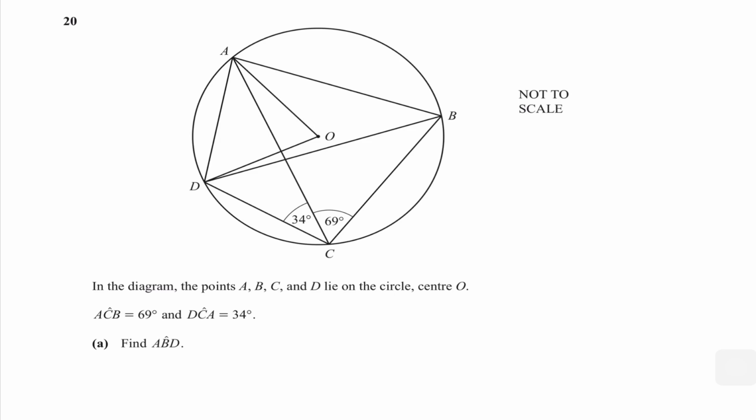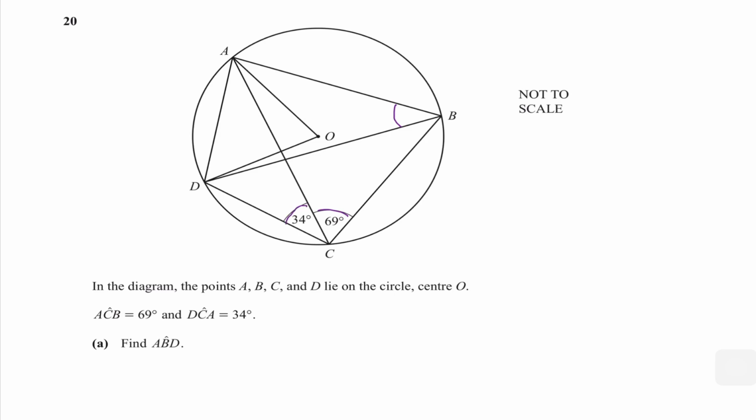Okay, let's do question number 20, which is related to circle properties, and this is a very important topic for paper 1. So let's see, what do we have? We have to find out ABD. Let's identify ABD first. So ABD is going to be this angle. What are the angles that are given to us? The angles given to us are ACB, which is 69, and DCA, which is 34.